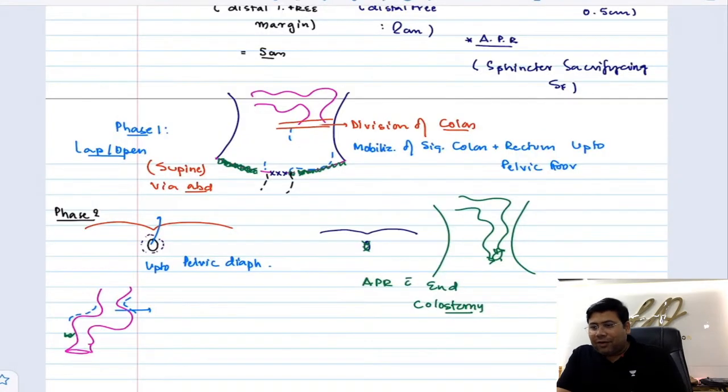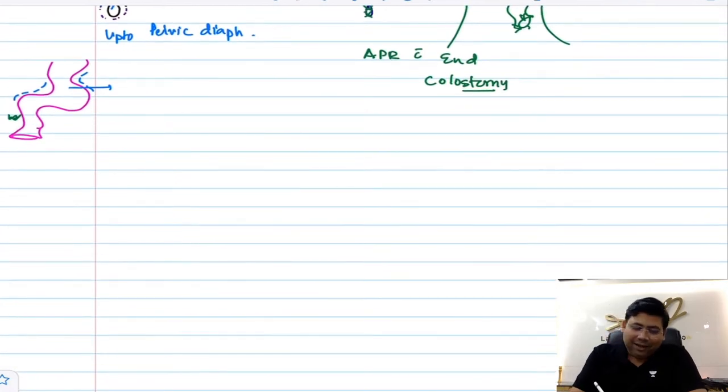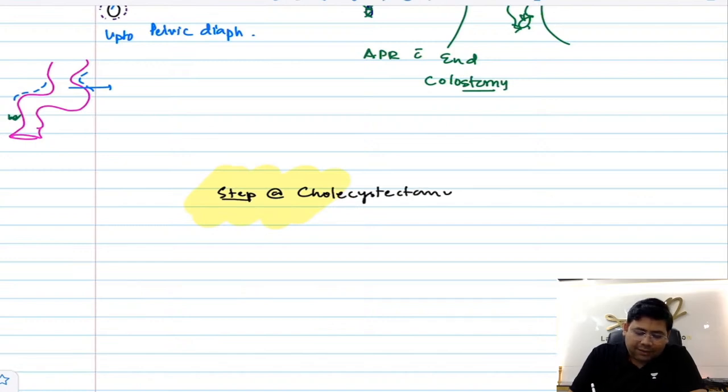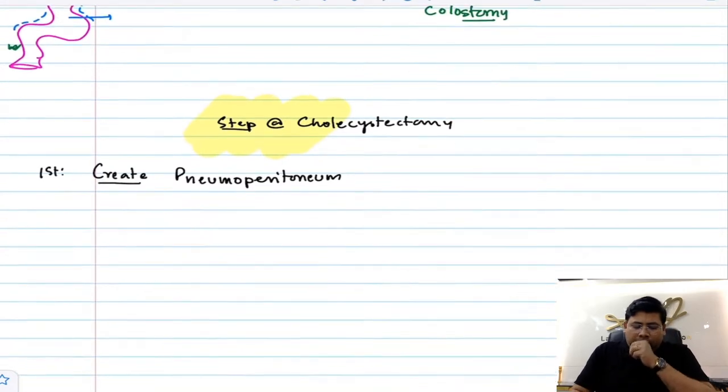So one of my friends is asking, Jay. He was asking the class also to explain the steps of cholecystectomy. Yes, Jay, I will take 5 minutes to explain the steps of cholecystectomy. So you want lap cholecystectomy, I hope. The first task is how to create pneumoperitoneum. When we talk about creating pneumoperitoneum, the first very important thing is there are two techniques.